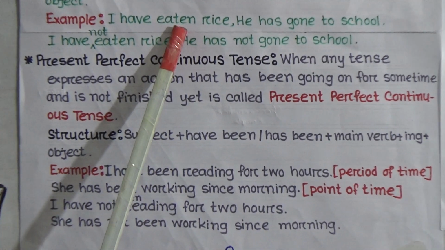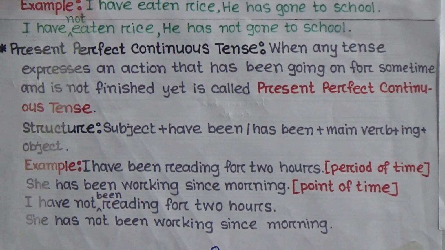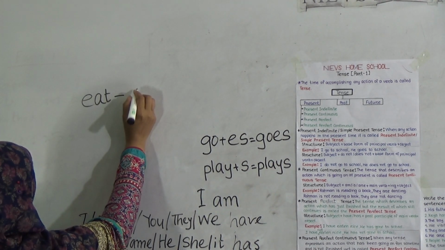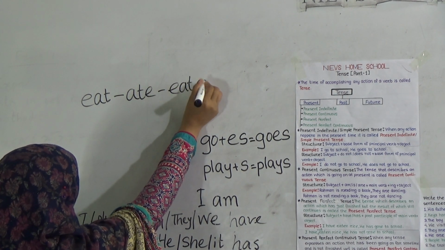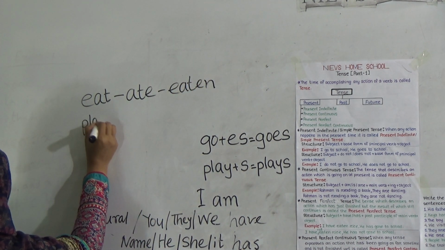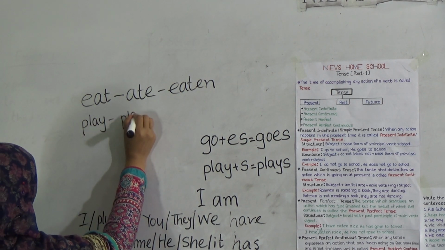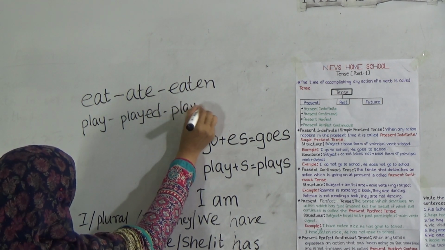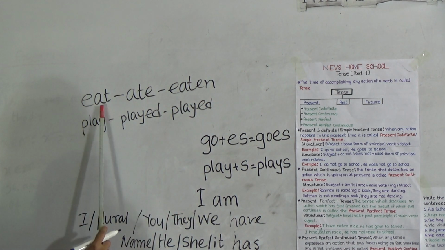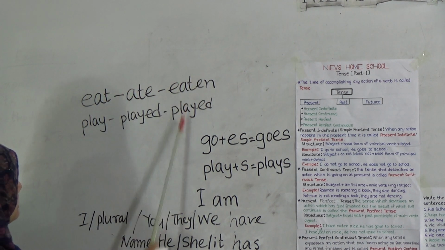So look, I have eaten rice. Then after have, obviously we have to use the past participle form of the verb. Do you know what the past participle form is? Look, I have written here eaten. The main verb, or base form of the verb, is eat, past form is ate, then eaten. Play, played, and past participle form is also played. So this is the base form, this is the past form, and this one is the past participle form.